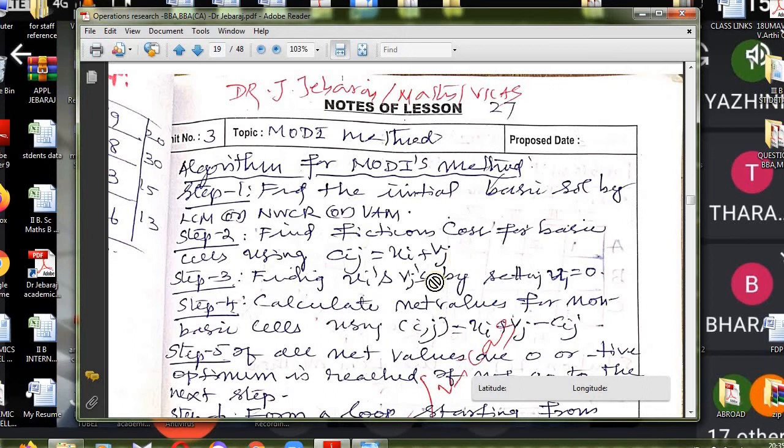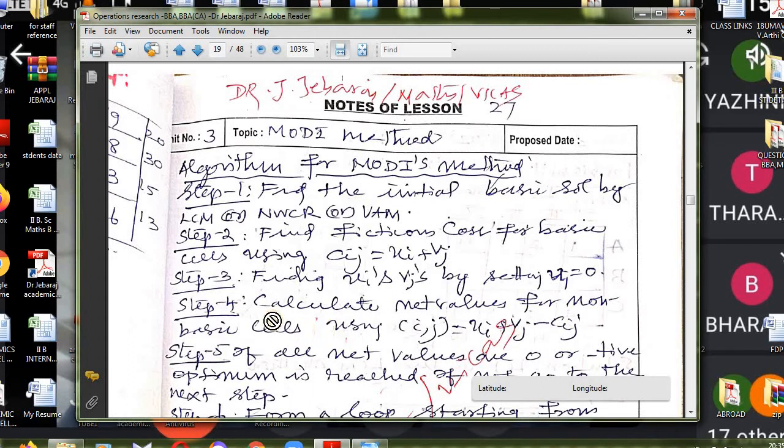Second step over. Now what is the third step? In the above formula, if you put U1 equals 0, then we can find the values of Ui's and Vj's in the previous step. So the third step is that by putting U1 equals 0, we have to find Ui's and Vj's. Yes? Found out Ui's, Vj's, then what? Step number 4 comes. We have to find net values for non-basic cells.